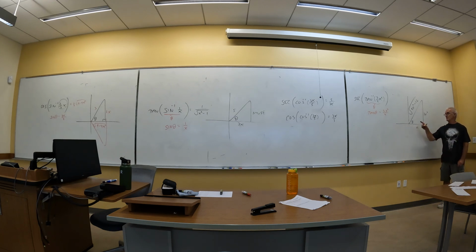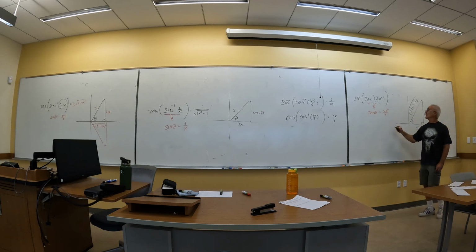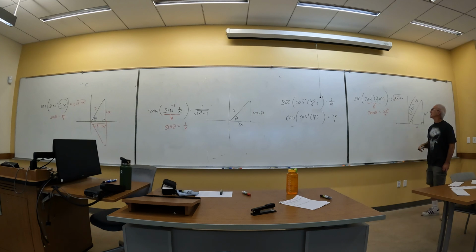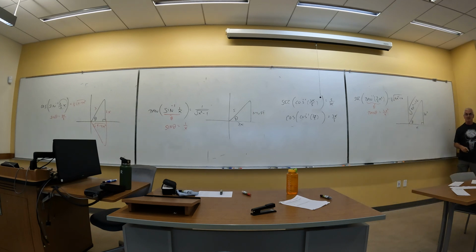Cosine is this over this. So secant is hypotenuse over adjacent, this over this. And because my denominator is a constant, it's actually easier to work with if I just write it as a coefficient, because I might have to take a derivative of that.